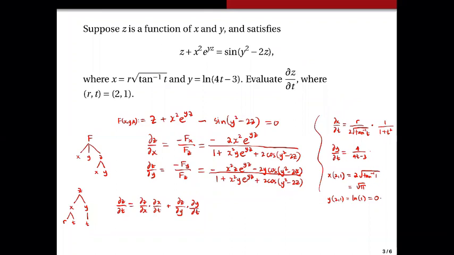In order to find z, what we're going to do is to substitute x equals square root of pi and y equals 0 in this equation. So upon substitution, we will get z plus pi, because here we will have e to the 0, which is just 1. And then, of course, here we have square root of pi squared. And then the other side is we will have sine of negative 2z. Or this is also equal to negative sine of 2z.